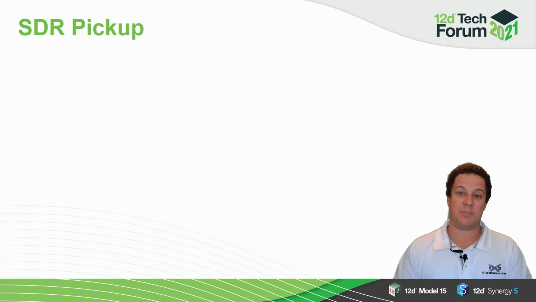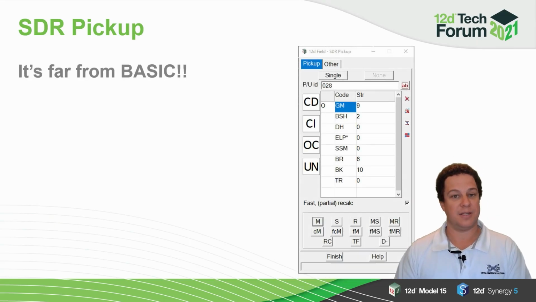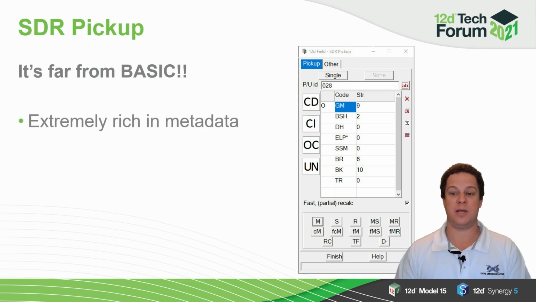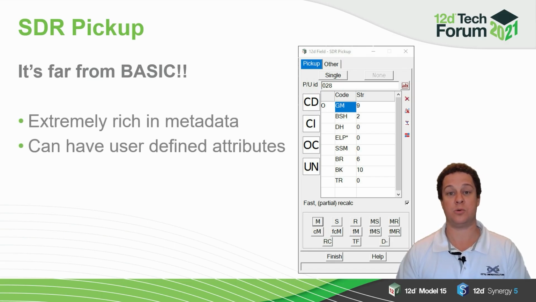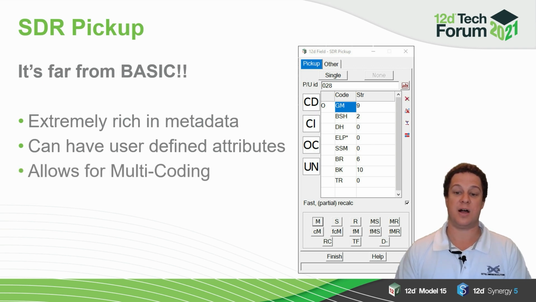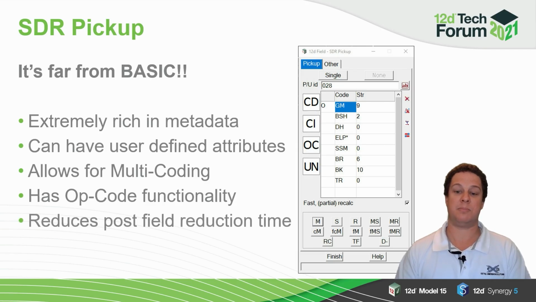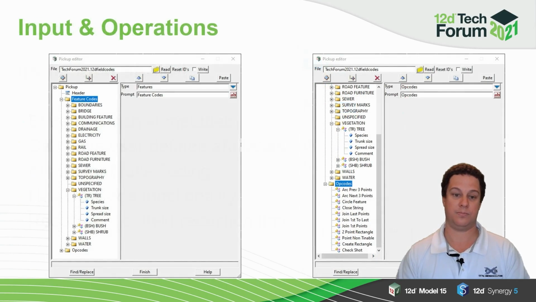So what makes SDR Pickup different? Well, for one, it's far from basic. SDR Pickup allows you to store huge amounts of information on your survey data. A large portion of this information is prompted and stored by user-defined attributes. It allows for multi-coding and has a vast range of opcode functionality. But most importantly, SDR Pickup drastically reduces time spent in the office, resulting in a great weapon of choice for beating the project clock. You'll soon see when I demonstrate a survey using the 12D Field simulator.